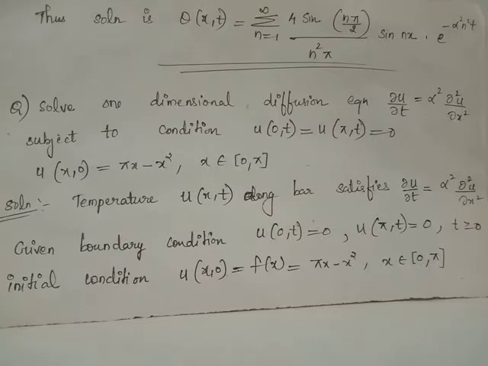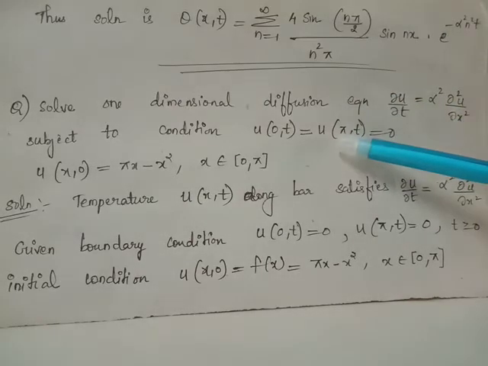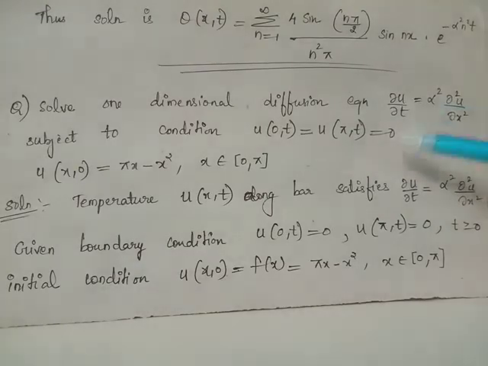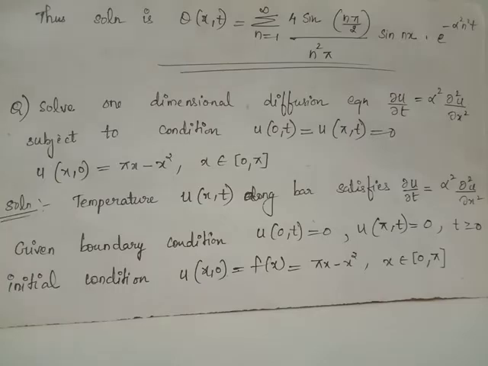Here we have L = π, and the temperature distribution at the initial position x = 0 is given as 0. Similarly, the temperature distribution at the end position x = π is also given as 0. From this condition, it is clear that along the end points of the rod, zero temperature is maintained, and this is the initial temperature distribution.